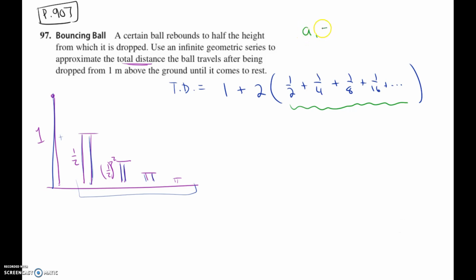The first term is 1/2. The common multiplier is 1/2. Since this is between -1 and 1, it converges. So there is a sum. 1 plus 2 times, so I need to put the formula for the infinite sum: a1 over 1 minus r. So it's your first term over 1 minus your multiplier.